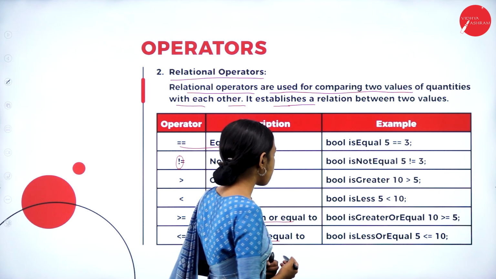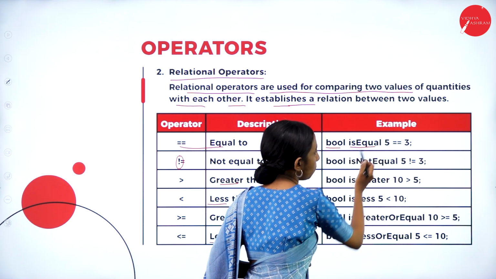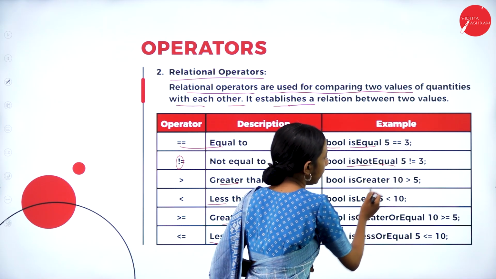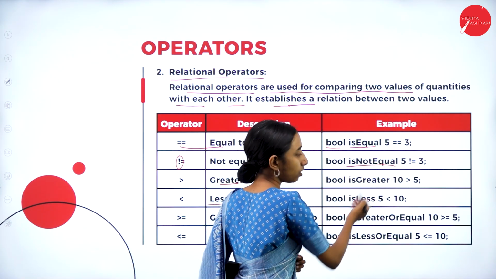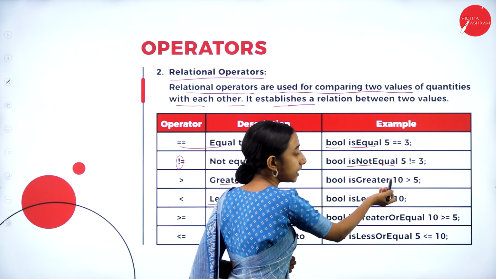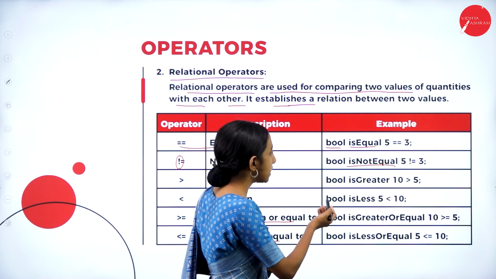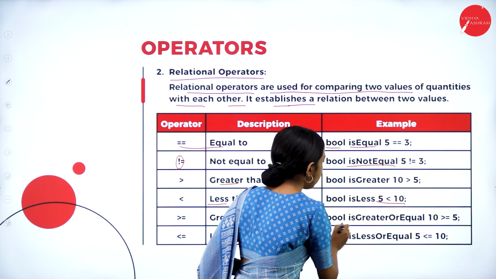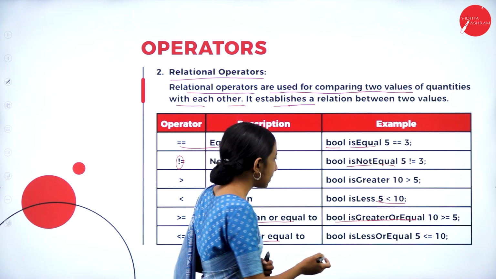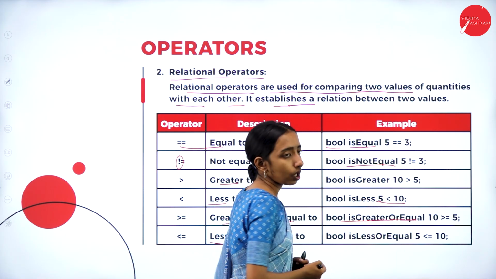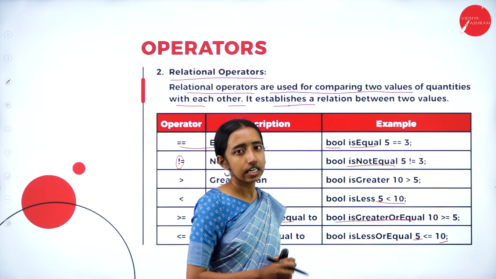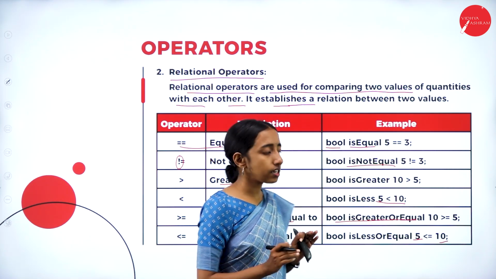Here is a simple example. Bool is equal, 5 equals 3. Bool is not equal, 5 is not equal to 3. Bool is greater, 10 is greater than 5. Bool is less, 5 less than 10. Bool is greater or equal, 10 greater or equal to 5. And the last, whether it is less or equal, we will be using two operands, that is less than or equal to 10. This is just a simple example.